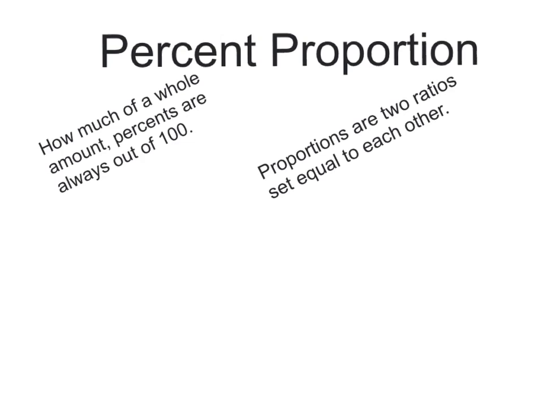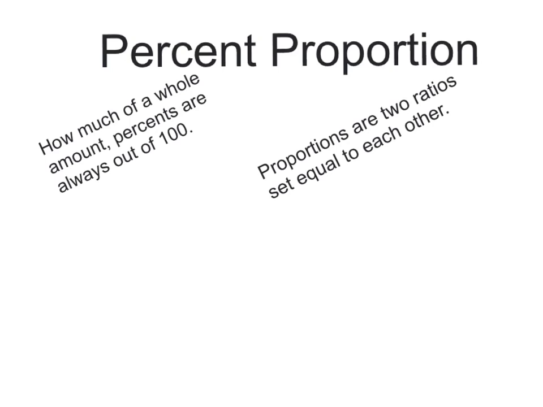What we're going to be looking at today is this idea of percent proportion. We already know a couple ideas involved with the big concept. We know a percent is how much of a whole amount, and that percents are always going to be out of 100. No matter what, they will always be out of 100. Proportions, we just got done talking about. Two ratios that are set equal to each other.